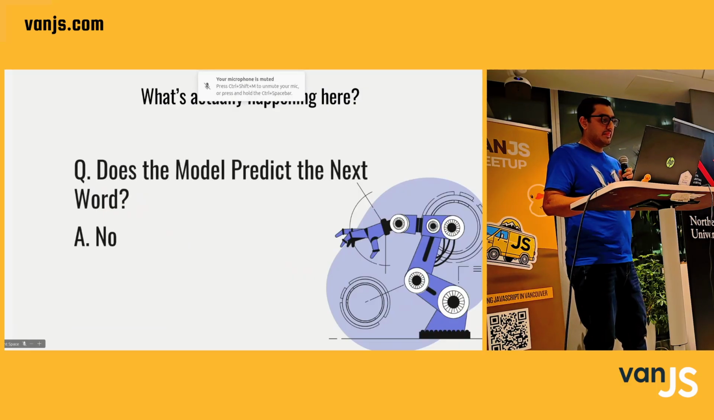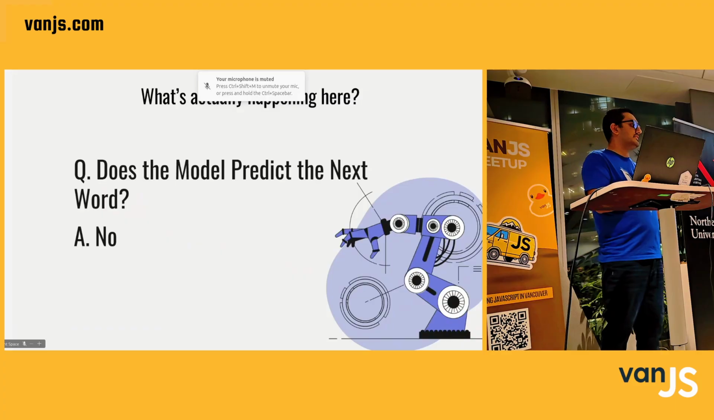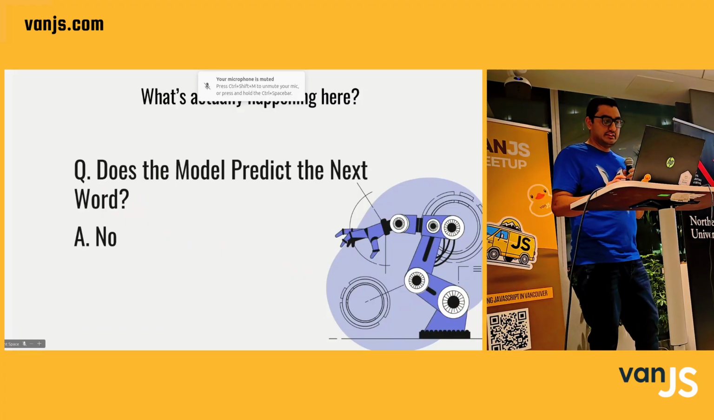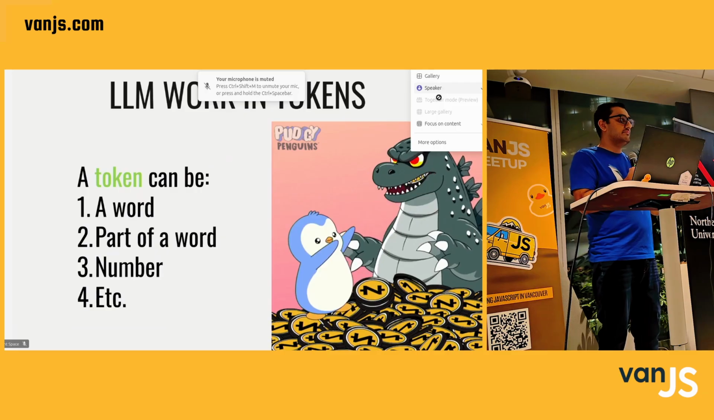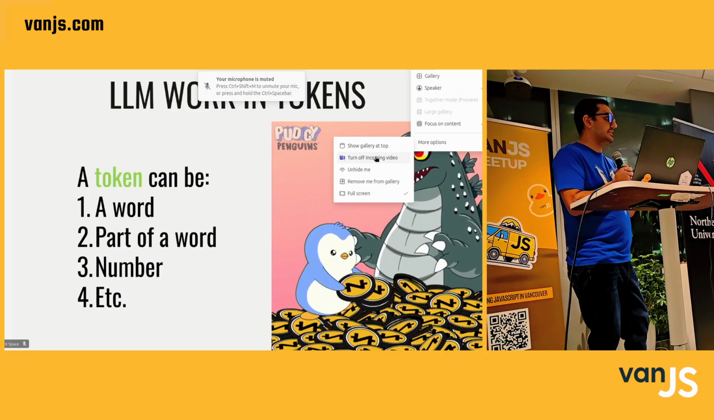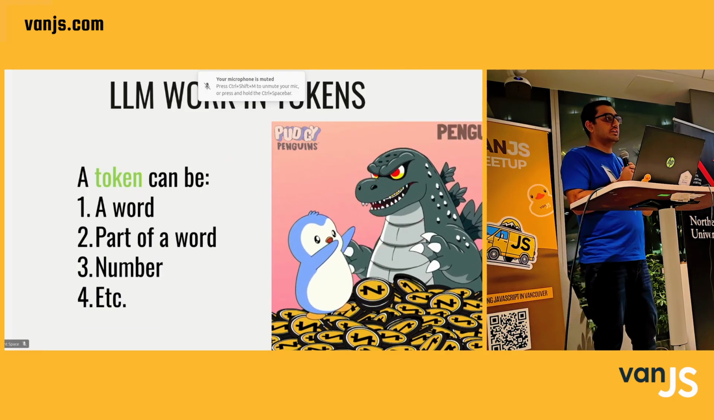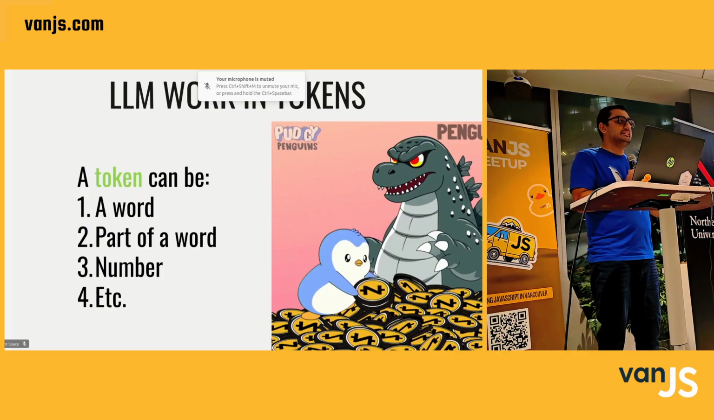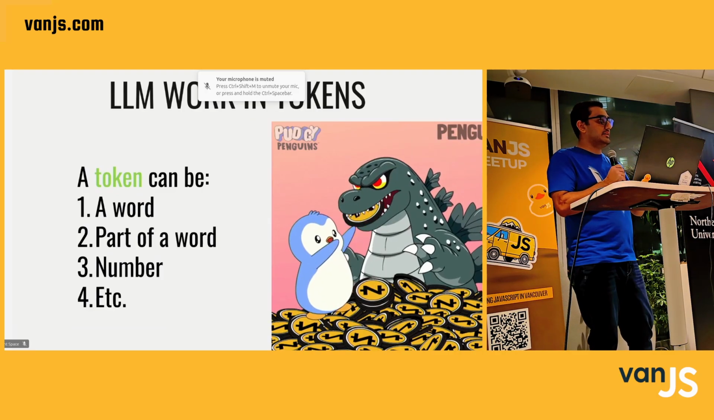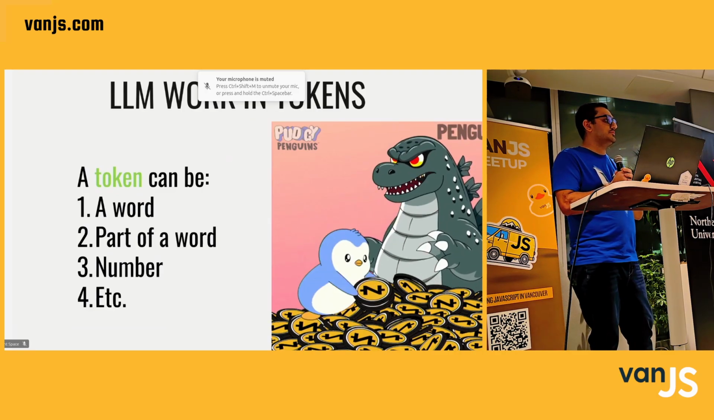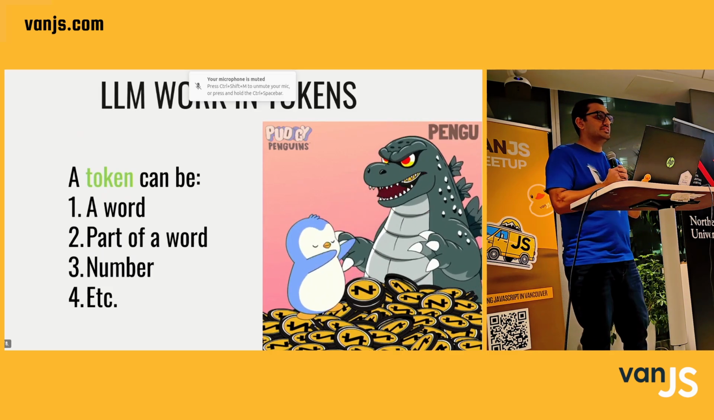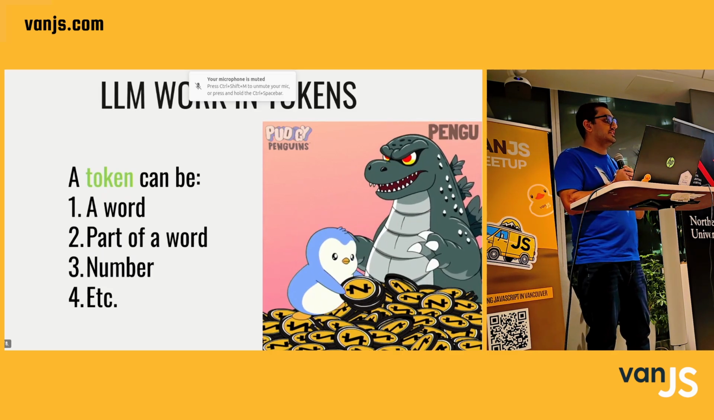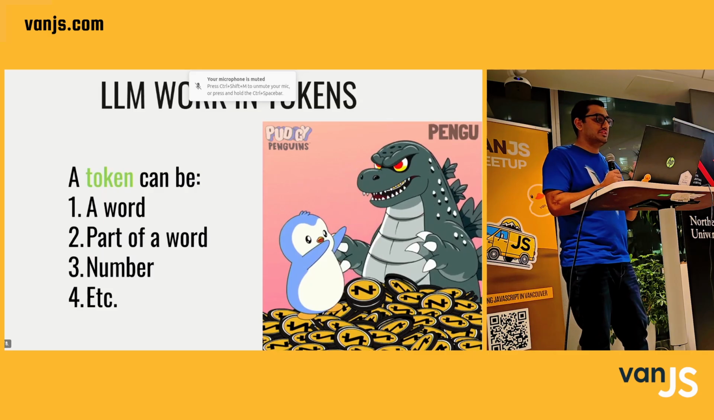Well, it's actually no, it doesn't predict the next word for you. What it does predict is a token. What's the next token going to be? Does anybody know what a token is? When we talk about LLMs, the first thing that comes to mind is tokens. ChatGPT is using a lot of tokens. I'm running out of tokens when I use an LLM. What is a token?